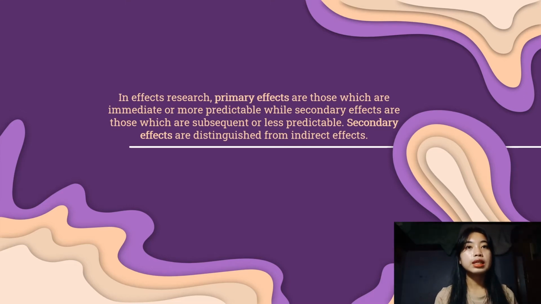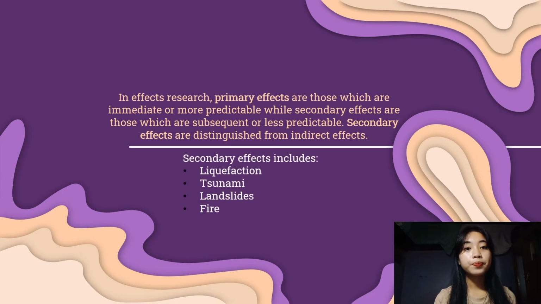The secondary effects are the effects that occur directly as a result of the earthquake shaking and energy release. These are liquefaction, tsunami, landslides, and fires.